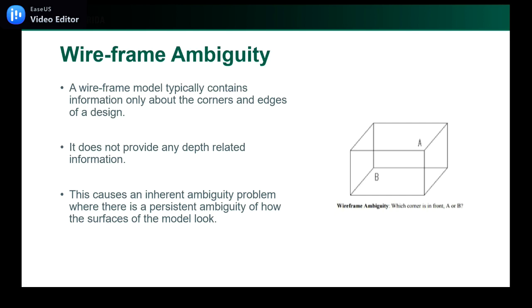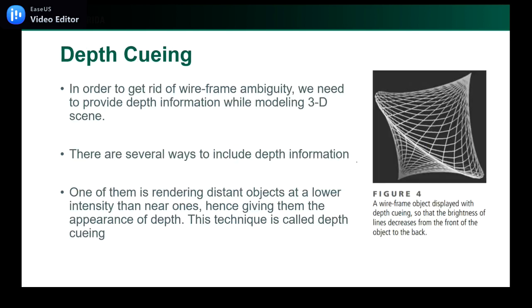In order to get rid of it, we need some sort of depth related information in these models. One of the solutions for that is using depth cueing. In depth cueing, we render distant objects at a lower intensity than the near ones, and that gives an appearance of depth. In figure 4, we can see that the nearer lines are actually lighter, and as we go further, they kind of fade away. So this gives an illusion of depth.